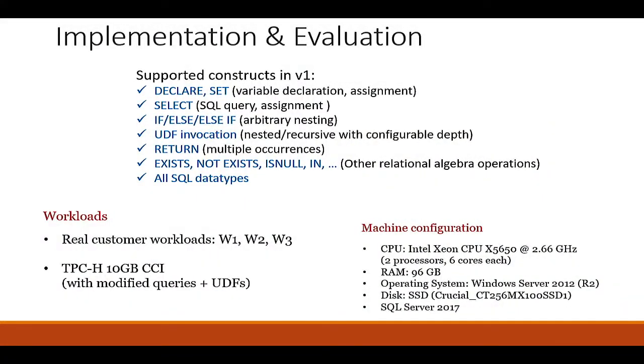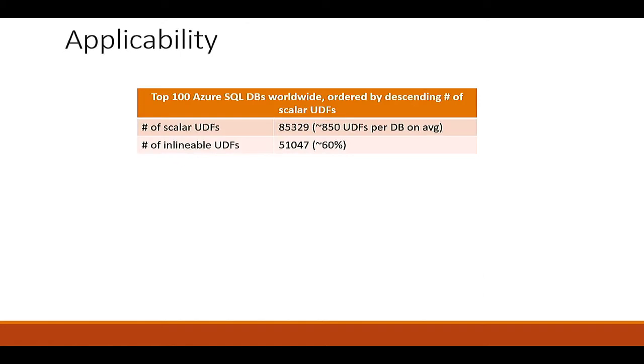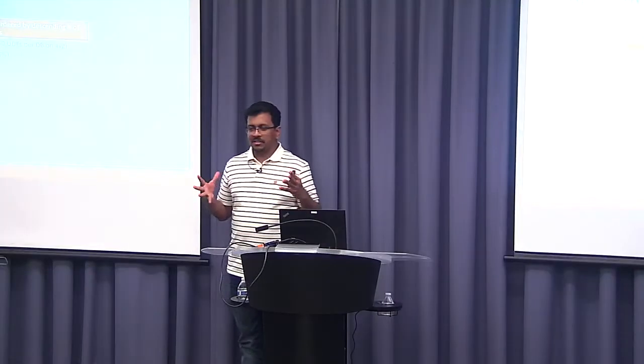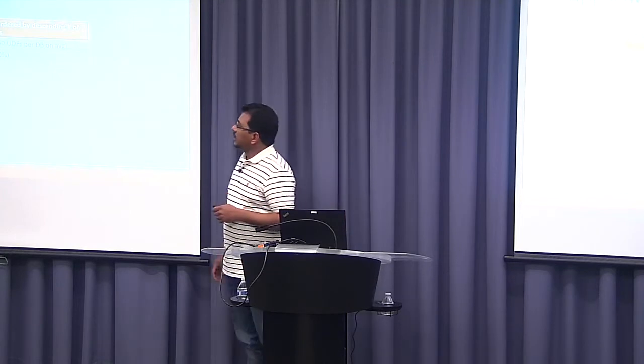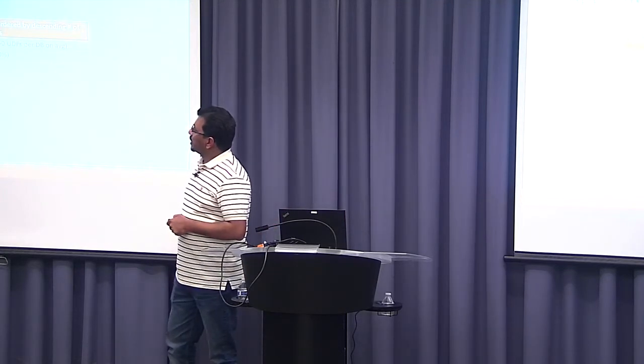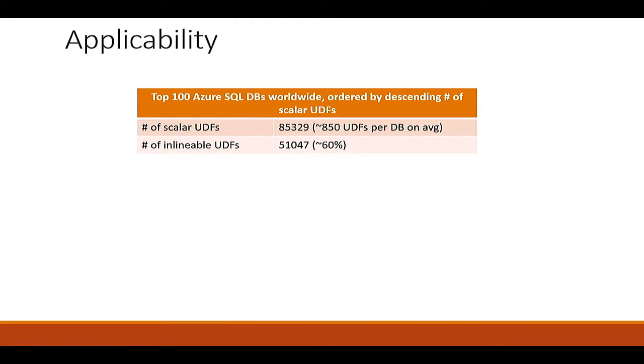And we have run this on a decently sized single machine system. First of all, looking at the applicability of how many UDFs in the wild can we target using what we have today, which is a subset of T-SQL constructs. We looked at Azure SQL DB, which is a SQL Server offering on the cloud. We looked at the top 100 databases ordered by the number of scalar UDFs that they have, because we wanted to look at databases that use UDFs a lot. We found that in those 100 databases there were about 85,000 UDFs.